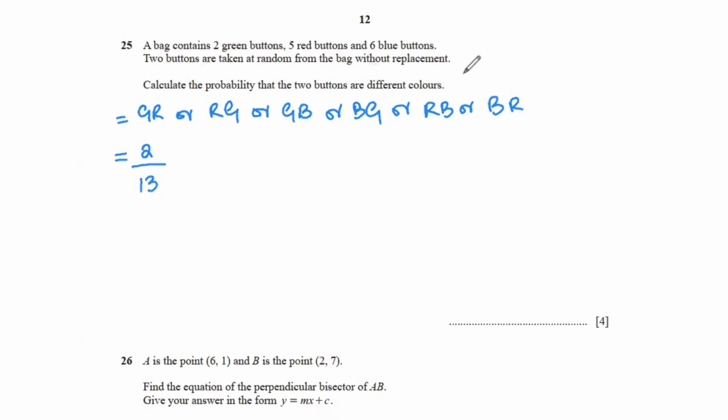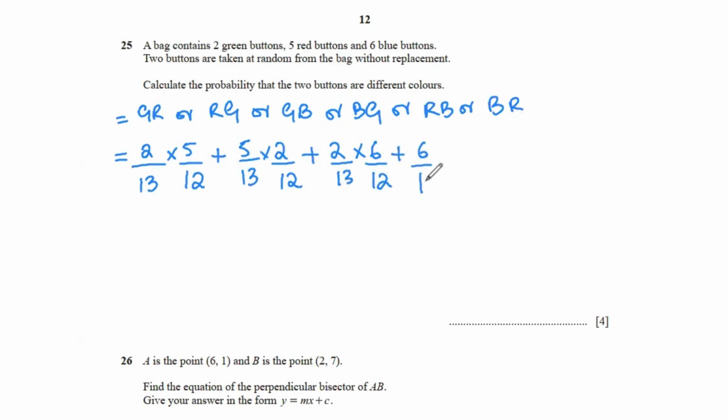Now this is without replacement, so that means every single time we take a button, there's one less button in the total number of buttons. So then red would be 5 over 12 now, because when you took the one green button, 13 becomes 12. Or it's 5 over 13 times 2 over 12. This is the case where we're taking red first and then green. Then if we take green first, that's 2 over 13 times 6 over 12. Or blue first, so 6 over 13 times 2 over 12 later.